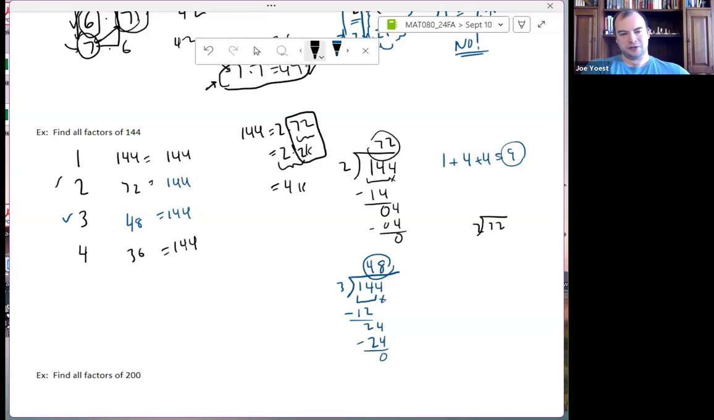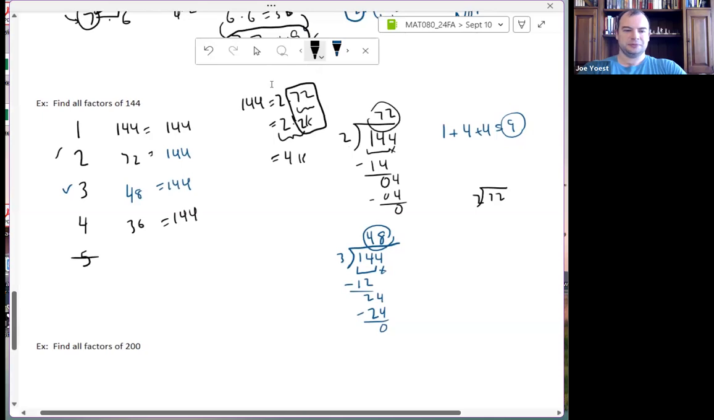Is 144 divisible by 5? And the answer here is no, because it ends in 4, not a 5 or a 0. So we can cross that one out. What about 6? It's divisible by both 2 and 3, so yes, it is.